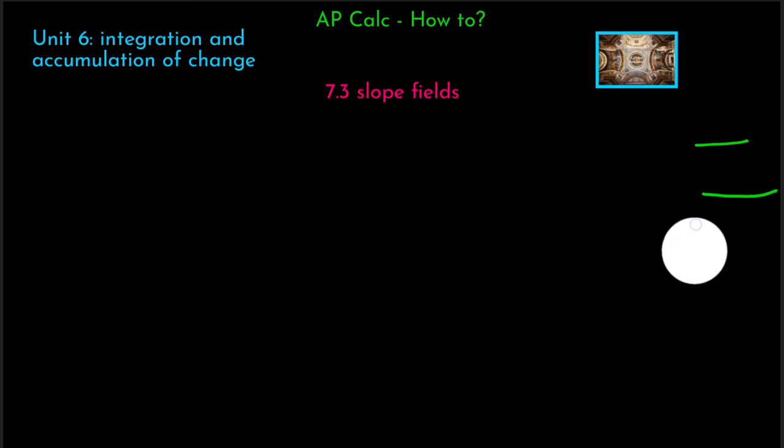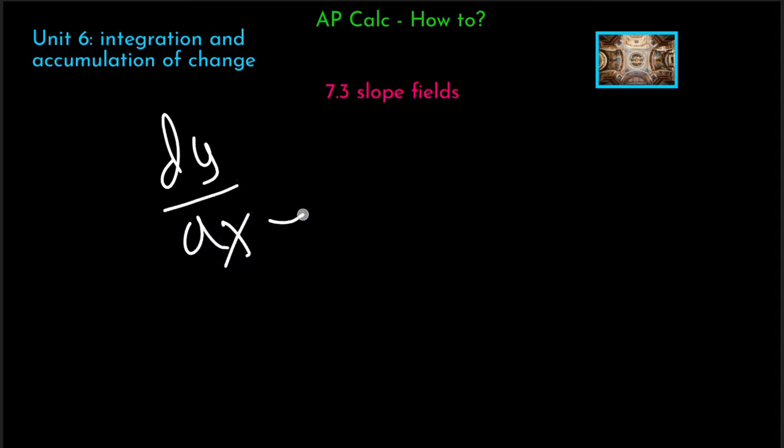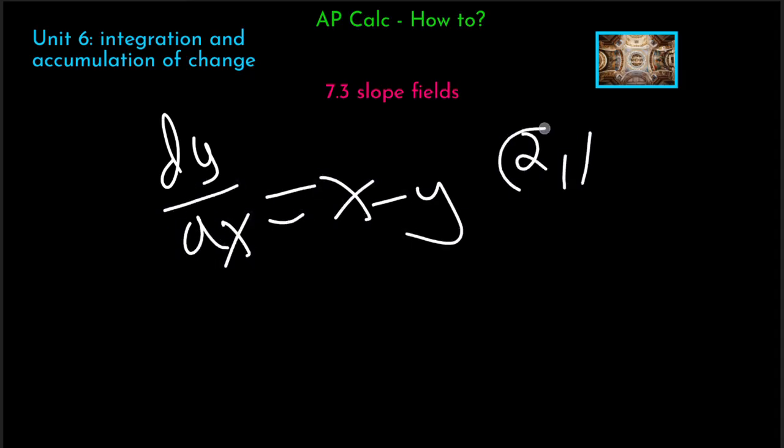So, let's go ahead and hop into some examples. If we have a function dy over dx equals x minus y, then at the point 2, 1, the slope is 1. Right? Each segment gives a snapshot of the slope of the actual solution that you would have at each point.